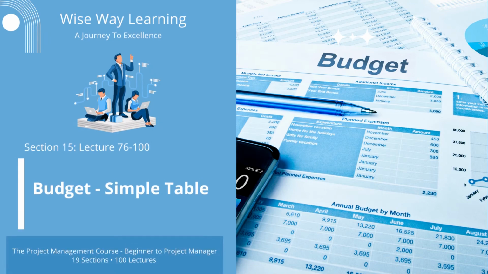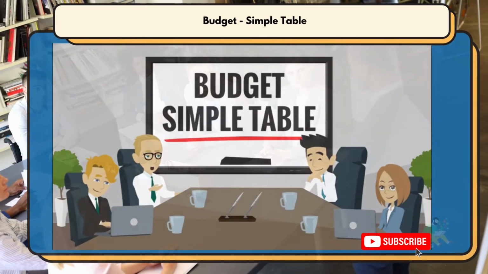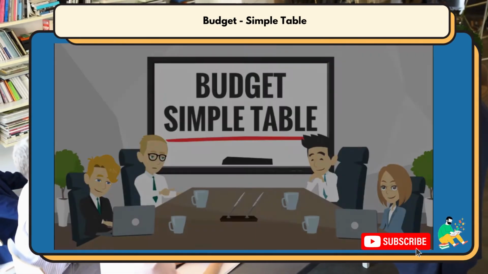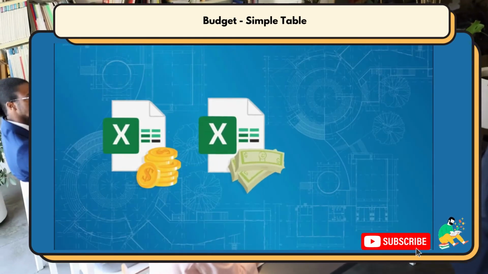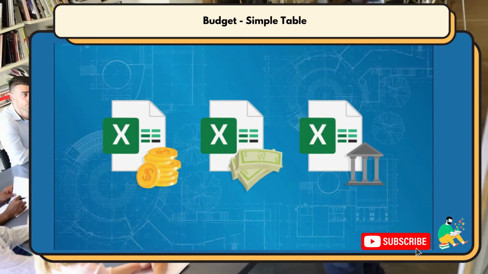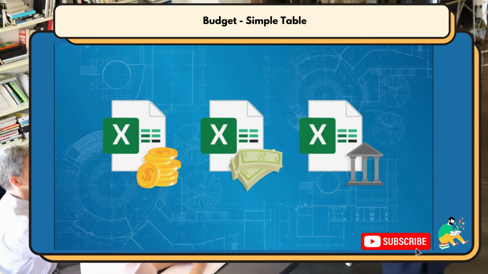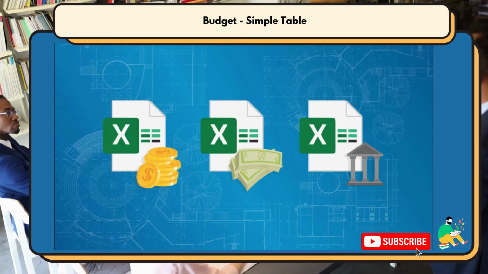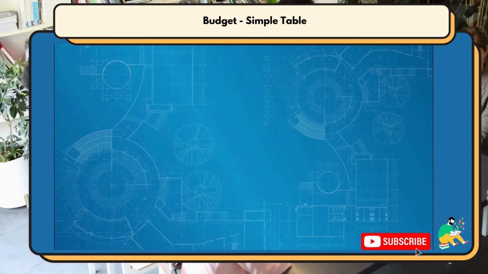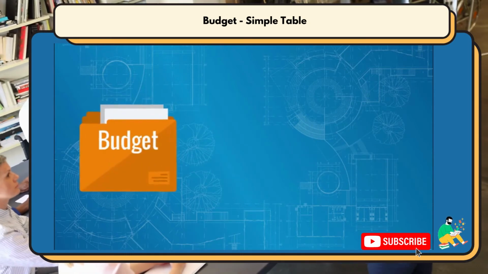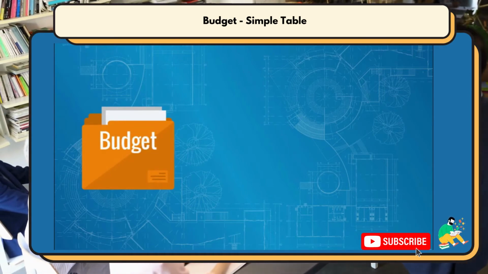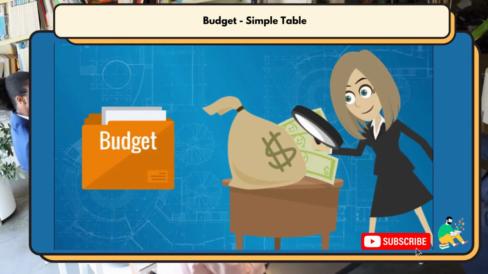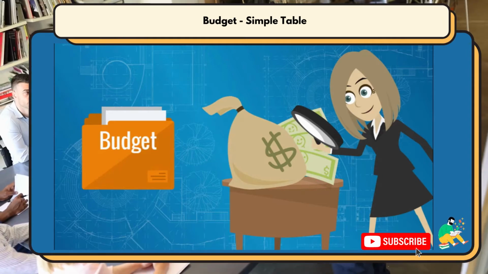Section 15 and lecture number 76, Budget, Simple Table. The final group of Microsoft Excel documents we will create together are related to budgets and cost management. In this domain, the ultimate goal of the project manager and their organization is to have 2 things: a realistic budget with all related estimates and a process to track the actual spending against this budget.